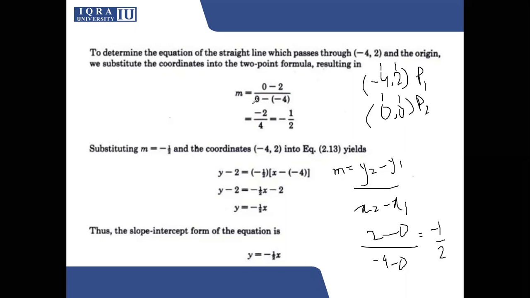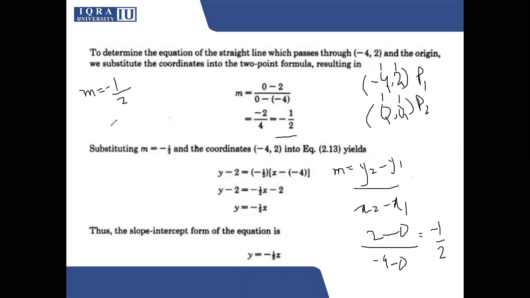Notice that in this case, they have taken this as y2 and this as y1, and this as x2 and this as x1. But the answers will always remain the same. I'm getting -1 by 2 here and I'm getting -1 by 2 here as well. So using the 2-point formula or the slope formula, you find the value of the slope. The value of the slope here is minus half. So we have the slope.